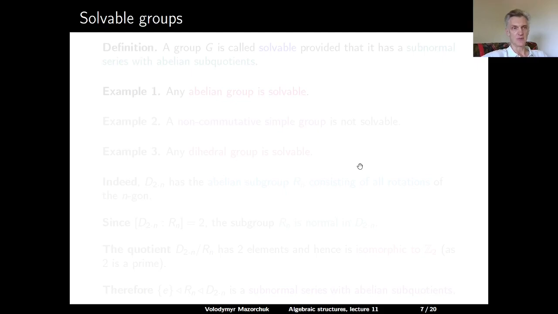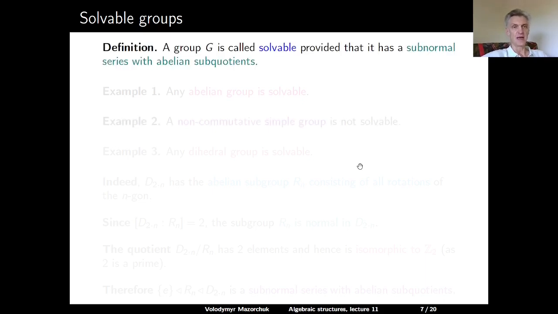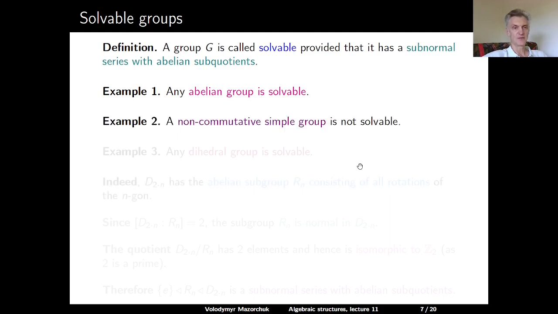Now let us talk about solvable groups. That's an important notion which we will use later in the course. Definition: a group G is called solvable provided that it has a subnormal series with abelian subquotients. For example, any abelian group is solvable, that's obvious from the definition.